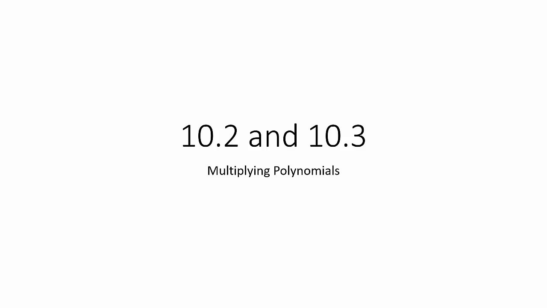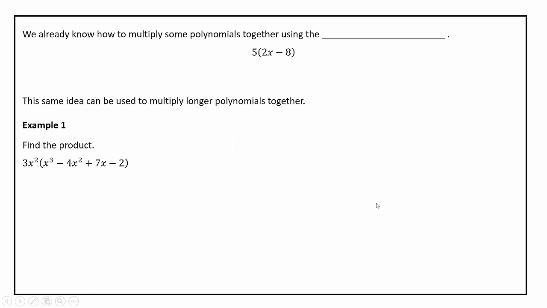At this point in math you've probably already done this at one point, because let's look at this first slide. We've already learned how to use a property that is helpful in us being able to multiply polynomials together. It's called the distributive property.